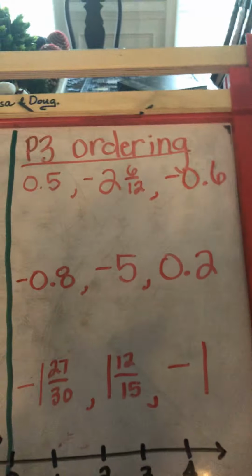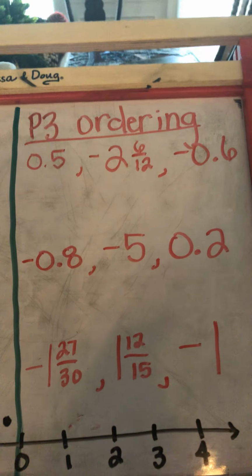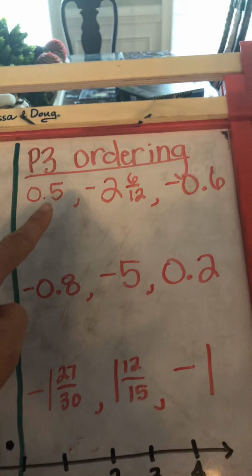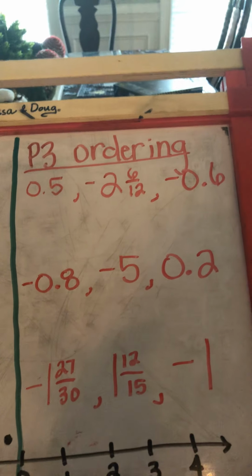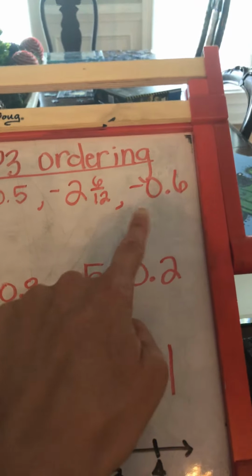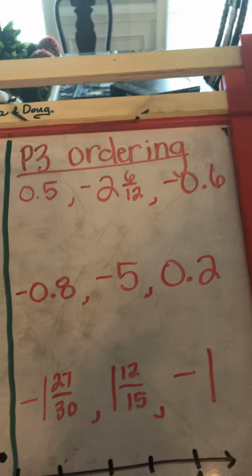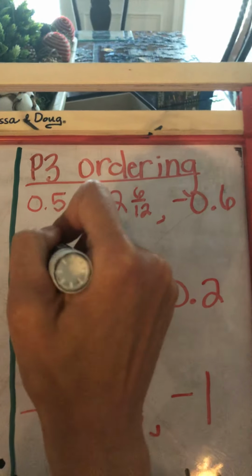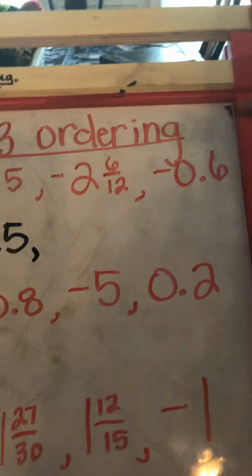Now, I am not going to get too detailed here because I know that I've got one positive and two negatives. So I know this positive is greater than these two negatives. Now, all I have to do is figure out which one of these is the greatest, because I want to order these. Let's say we're going from greatest to least. So I know that my greatest is my positive, so I'm just going to go ahead and put 0.5. And then I've got two negatives.